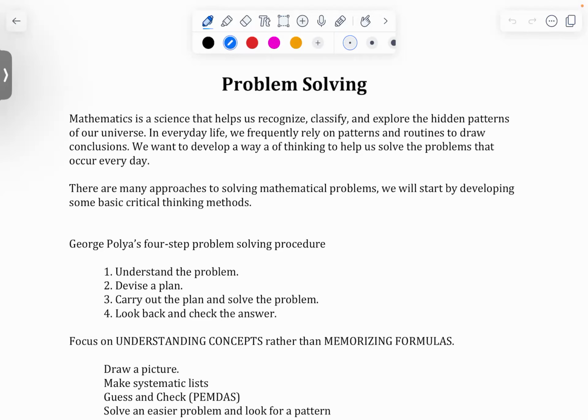So, this is a general overview of everything we're going to look at throughout this entire class. And it all comes down to George Polya's four-step procedure. And this is really for anything, not just for math. Understand the problem, devise a plan, carry out the plan to solve the problem, and then look back, review, check your answer. That's really an approach to everything.